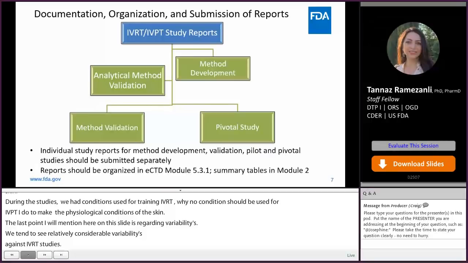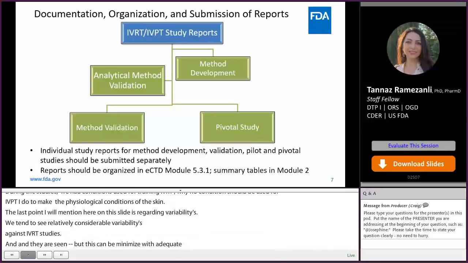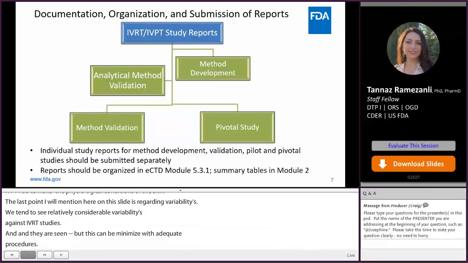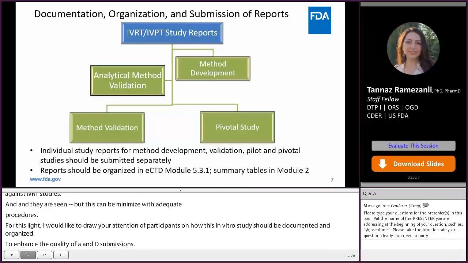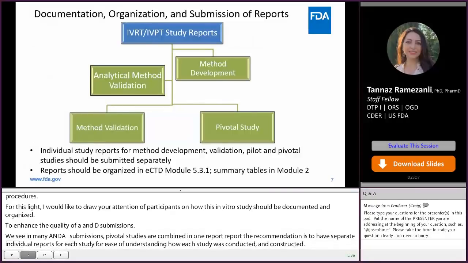For this slide, I would like to draw the attention of participants today to how these in vitro studies should be documented and organized to enhance the quality of ANDA submissions. We see in many ANDAs that the method development, validation, analytical, and pivotal studies are combined in one long report. The recommendation is to have separate individual reports for each study for ease of understanding of how each study was conducted and constructed. The individual reports should be organized in eCTD Module 5.3.1, and the summary tables, of course, included in Module 2.7.